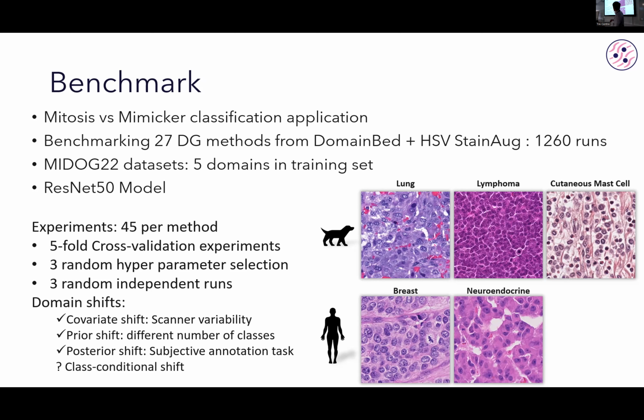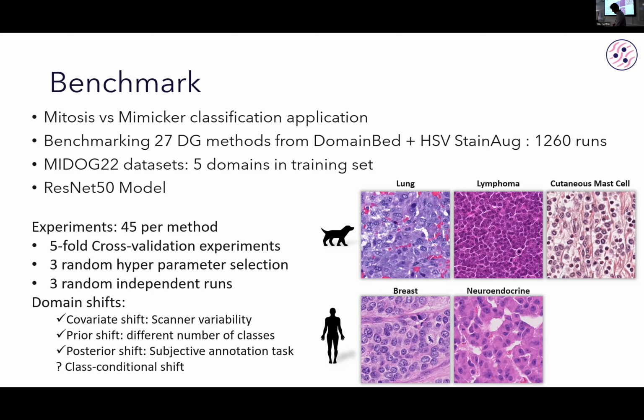We used the MIDOG22 dataset. This is a good data set because it contains several types of domain shifts. It has covariate shift because the data set comes from different centers with different scanners. It has prior shift because the number of mitotic cells and mimickers labeled in different domains is different, that is, the distribution of the labels. And there is also posterior shift because mitosis labeling is a subjective task.